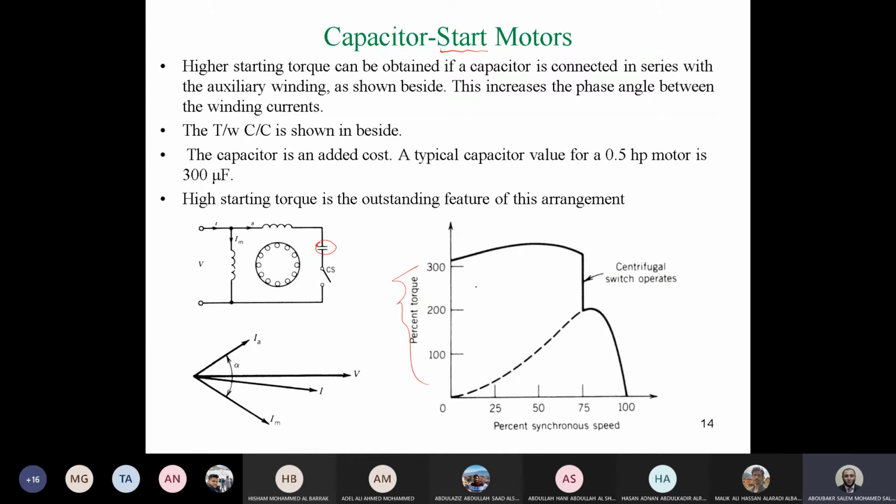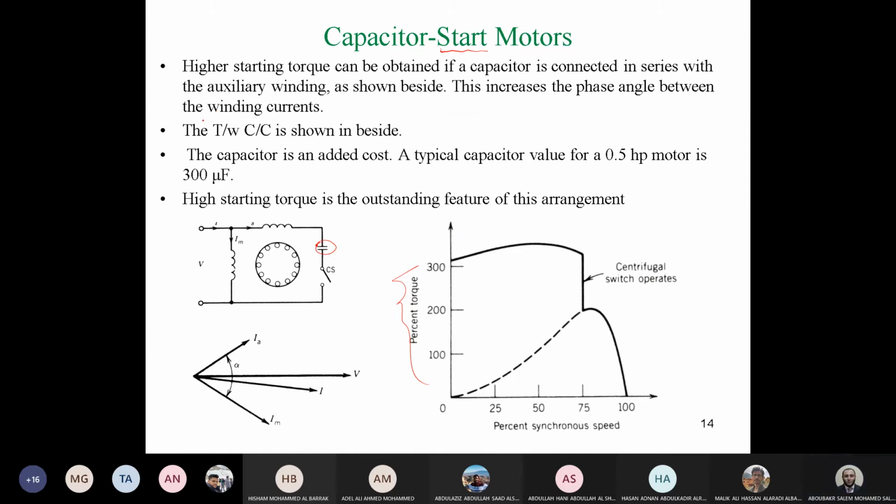Like the previous characteristics, the auxiliary winding along with the capacitor will exist until 75% of the speed, and the centrifugal switch will be disconnected at this instant. The motor will continue working on the main winding characteristic. So this is another way, guys, to start the induction motor. It's called capacitor start motors. The capacitor is inserted in series with the auxiliary winding, and it is disconnected at 75% of the synchronous speed. So this is going to give you higher starting torque.